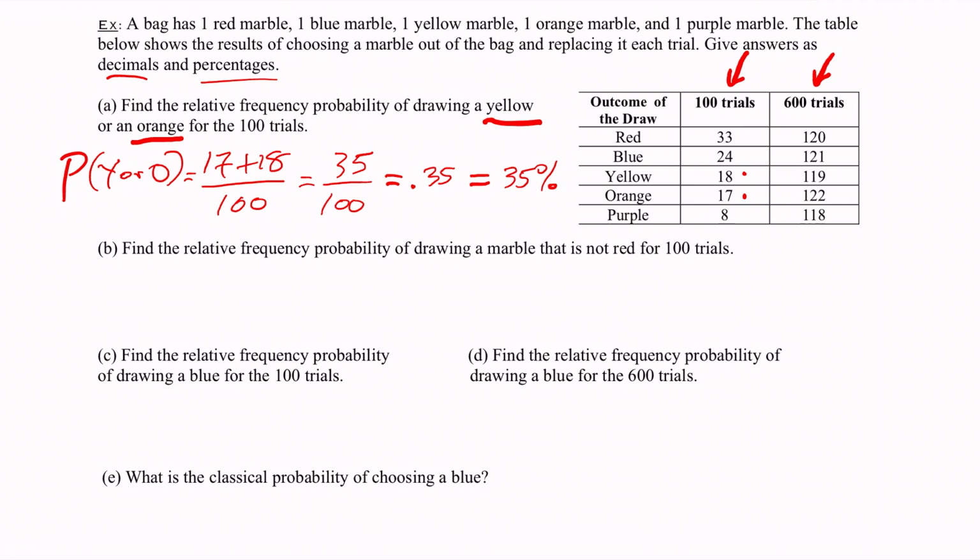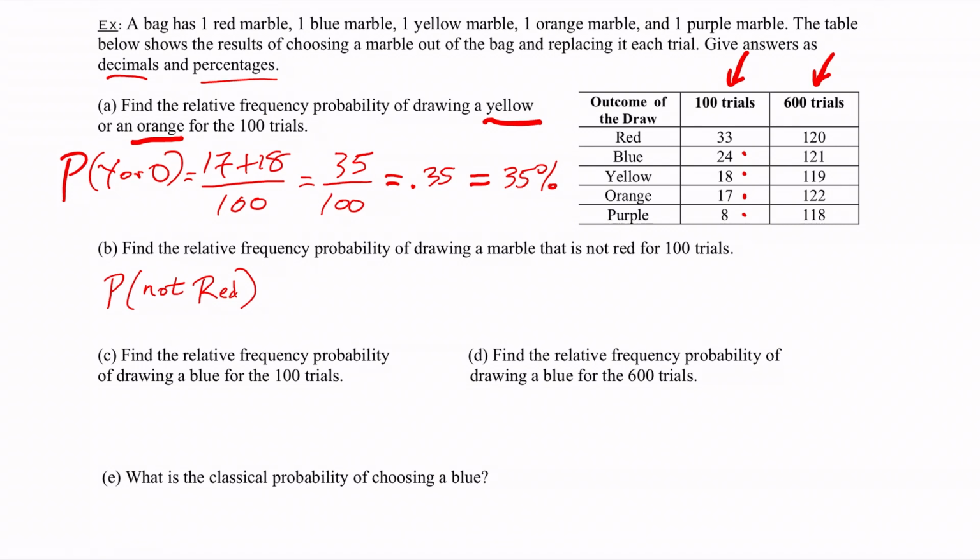So in the next part, find the relative frequency probability of drawing a marble that is not red for 100 trials. Now looking at the table here, we have 5 different colors, one of which is red. The remaining 4 colors are not red. So if I want to find the relative frequency probability of drawing a marble that is not red, one way we could do it is we could just add up all the occurrences of drawing a marble that was not red.